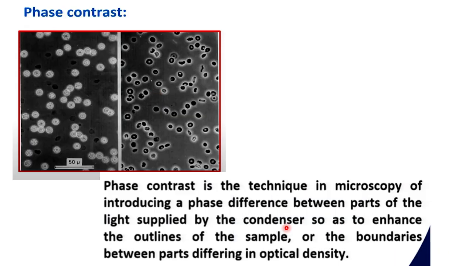So it is the technique used in microscopy to create the phase difference between the parts of the light supplied by the condenser, so as to enhance the outline of the sample or the boundaries between the parts that differ in optical density. So of course, if it is a two component system, they have different optical densities, and based on this technique we can very clearly visualize the dimension or the boundaries.